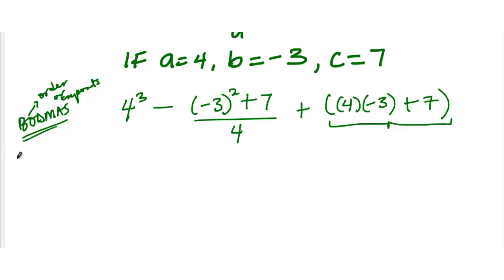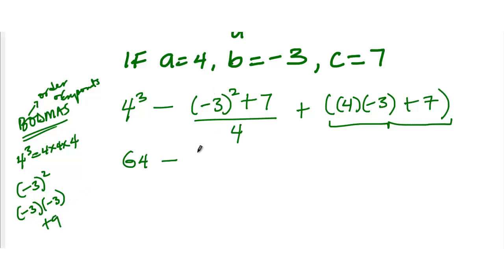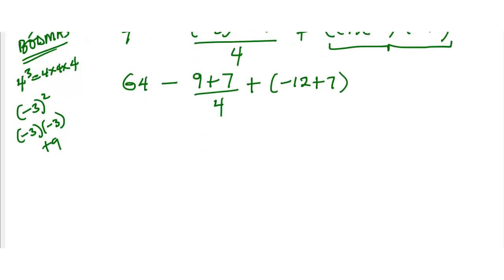What is 4 raised to power 3? 4 raised to power 3 is the same thing as 4 times 4 times 4. That's 4 times 4, 16. 16 times 4, 64. So this one can be written as 64 minus -3 squared. -3 squared is the same thing as -3 multiplied by -3. Minus times minus is plus, 3 times 3, that is plus 9. So this one will now be 9, then plus 7 over 4. Then plus, let's do what we have inside bracket. 4 times -3. That is -12. Then plus 7. So we have not actually disobeyed the law of the BODMAS rule.